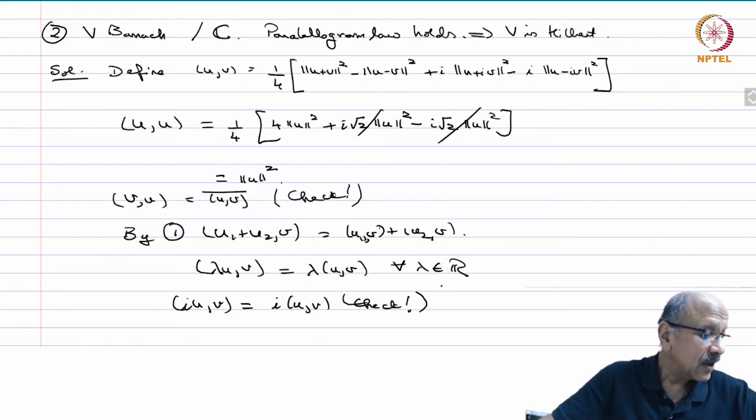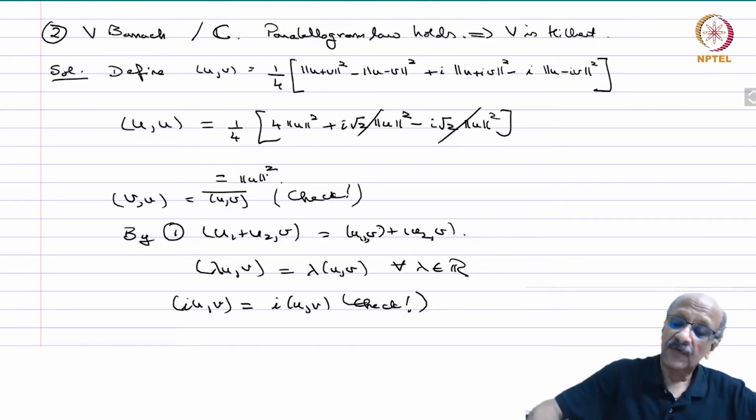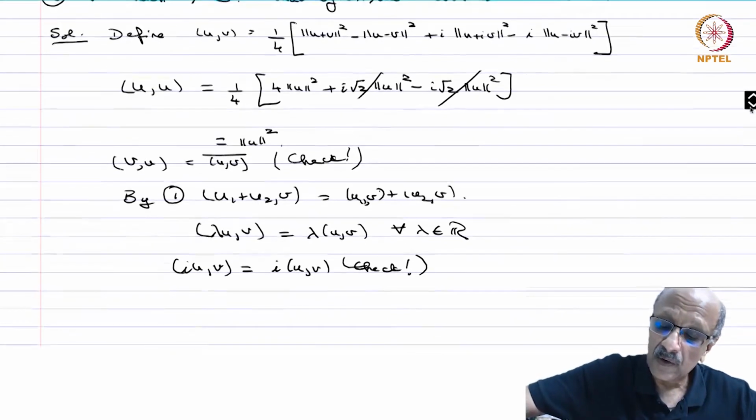These are just straightforward algebraic manipulations, and therefore you have that for all complex constants (lambda u, v) equals lambda times (u,v), and therefore you have linearity in the first variable, and you have conjugacy, and you have that the norm is produced, and therefore this becomes a Hilbert space. Okay.